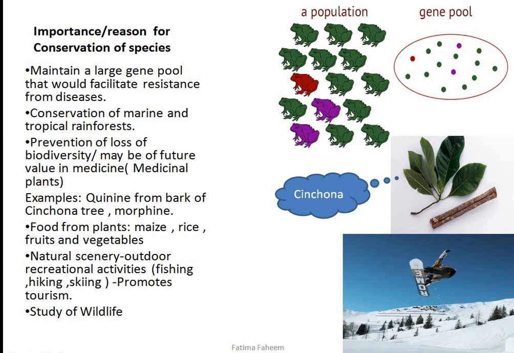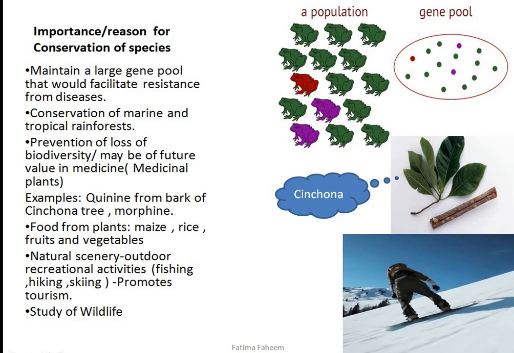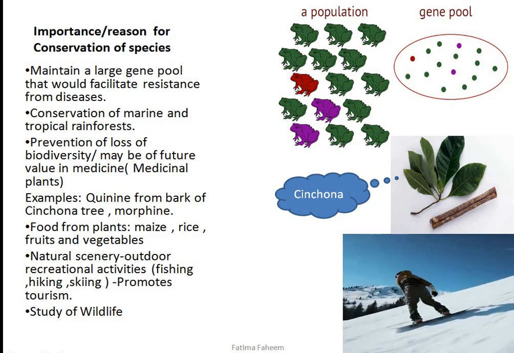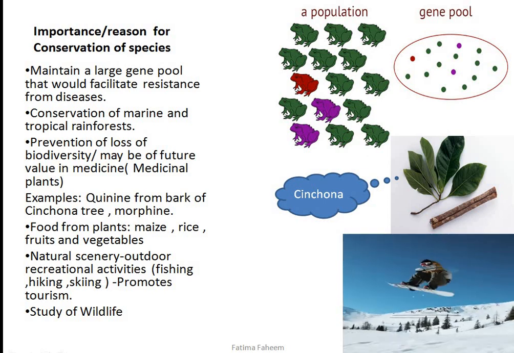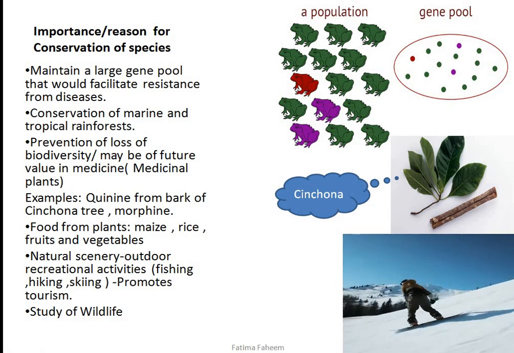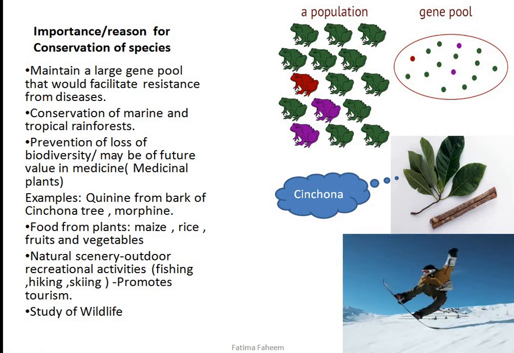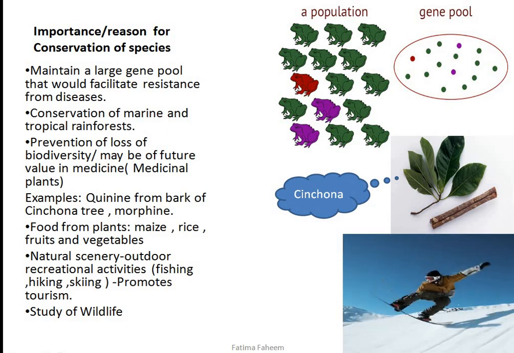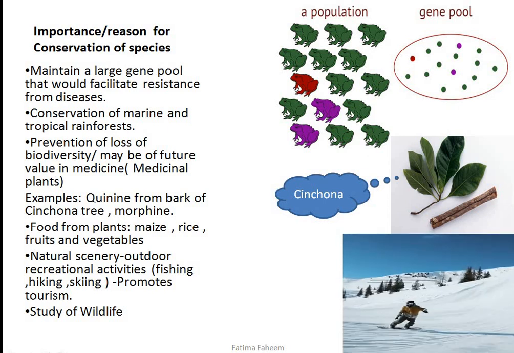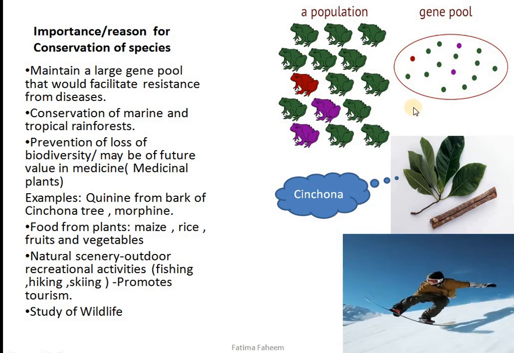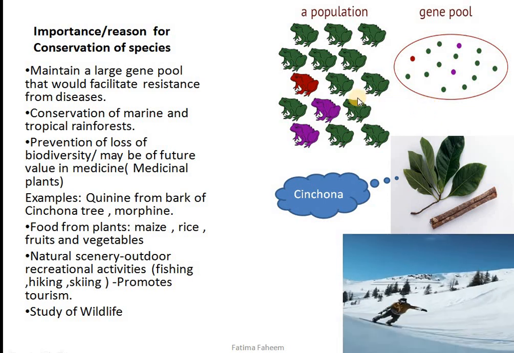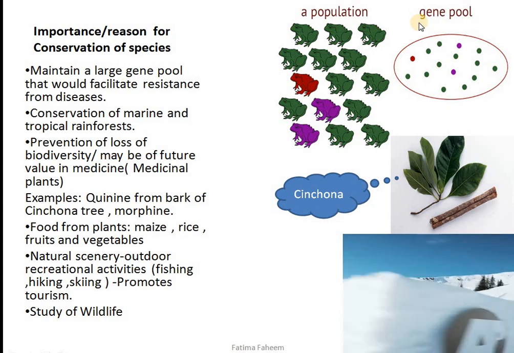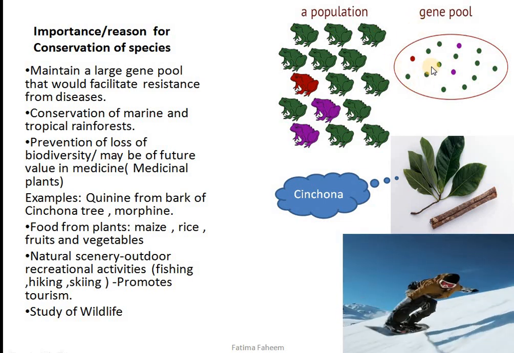To understand this point, just look at the diagram of a population of frogs. If you see, they are shaded with different colors. Some are green, some are purple, and only a few, or just one, is of red color. It means that there is a genetic variation in the population. The more genetically variable the population is, the more chances there are that they would stand by the changing environment. They will facilitate resistance from diseases. So gene pool means the total number of genes in a population.